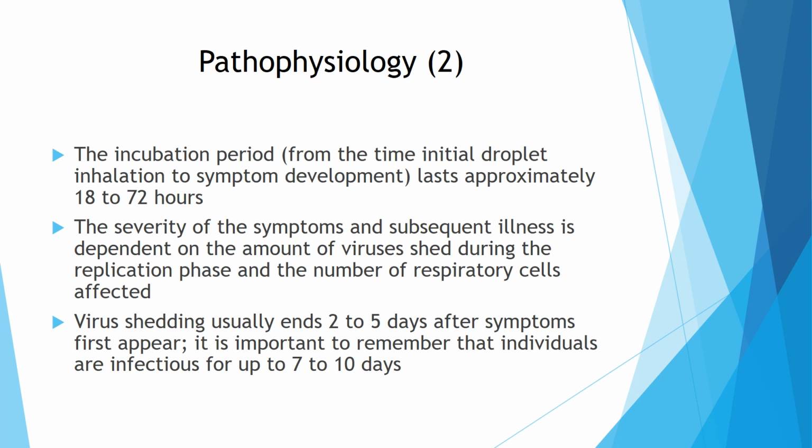So the severity of the symptoms and subsequent illness is dependent on the amount of viruses shed during the replication phase and the number of respiratory cells that are affected. And virus shedding will usually end 2 to 5 days after symptoms first appear. So it is important to remember that individuals are infectious for up to 7 to 10 days, right? So I can pass this on for a significant amount of time.